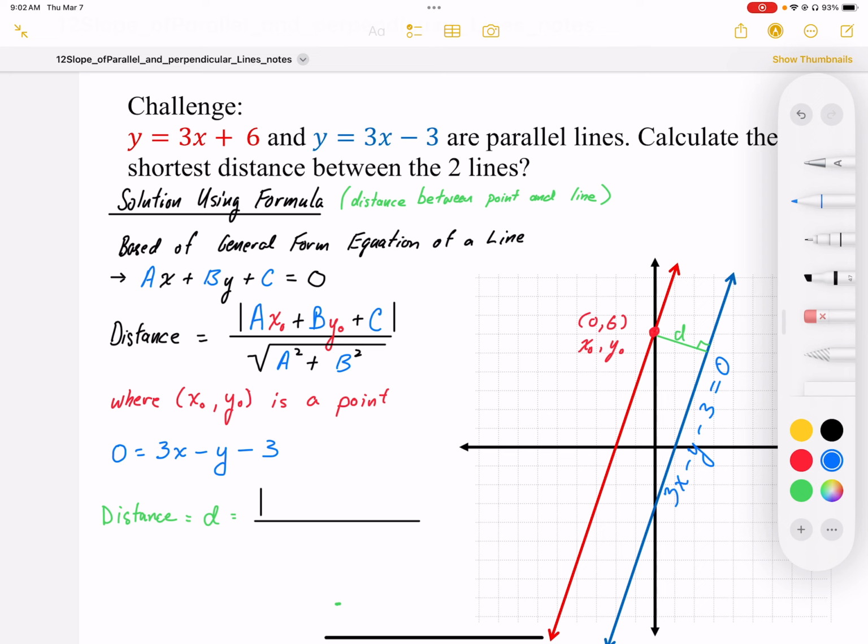A works out to be 3. B is negative 1, so we do minus 1. C is negative 3, so it's minus 3. The coordinate we're going to use, x0, is 0, and y0 is 6. Okay, so I have the numerator of that, and then I'm going to work on the denominator.